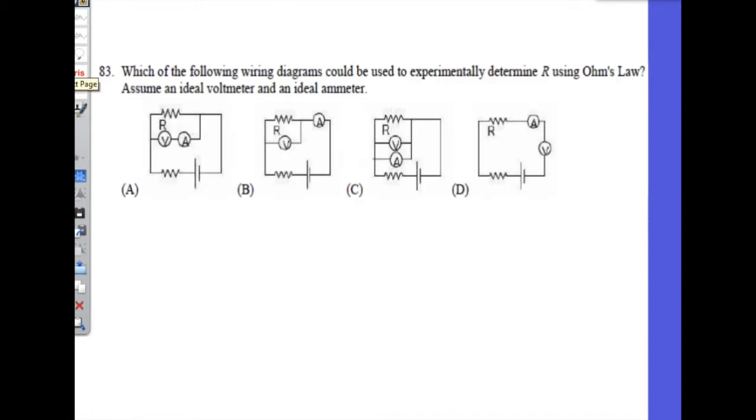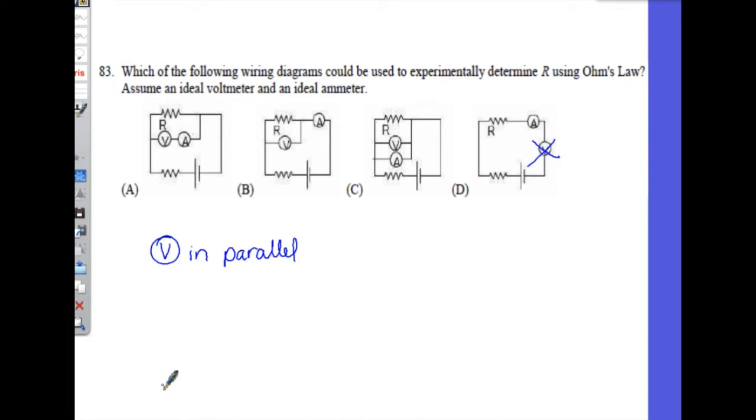Number 83. Which of the following wiring diagrams could be used to experimentally determine R using Ohm's law? Well, if I'm experimenting, these have to measure stuff. Assume an ideal voltmeter and ideal ammeter. Remember, a voltmeter needs to be hooked in parallel. All the parallel branches have the same voltage. So I'm just going to glance across here. That one's not. This is in parallel with that resistor. This is in parallel with that resistor. This is in parallel with that resistor. This isn't. That's in series. That's wrong. That voltmeter won't work.